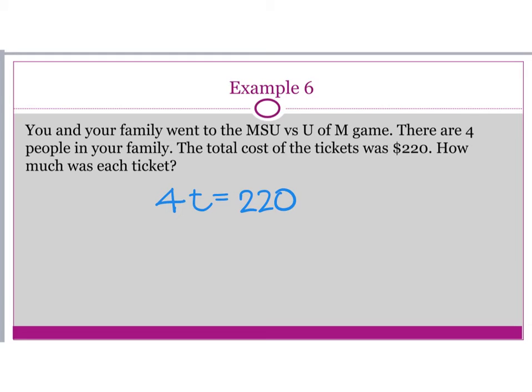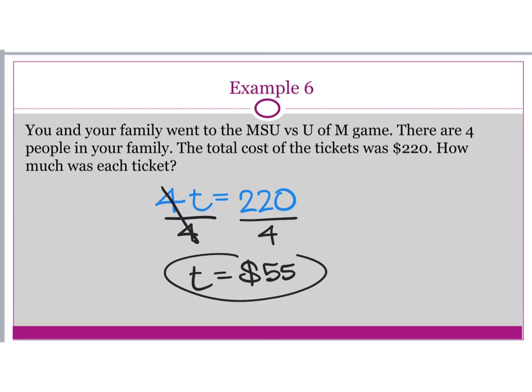So in order to solve this, I have to undo the 4 from the t, and that's 4 times t. So to undo multiplication, I divide both sides by 4. My 4's are going to cancel over here to leave me with t, and 220 divided by 4 is going to leave me with $55 per ticket.